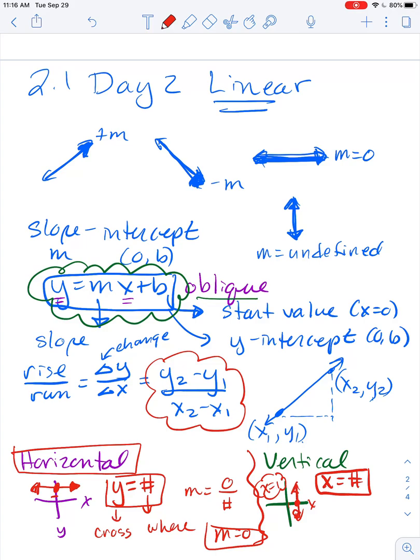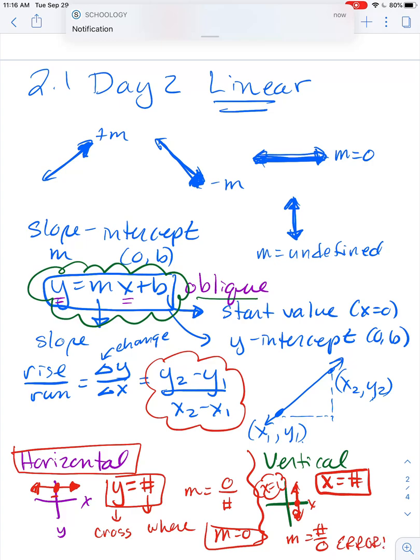And here, if I try to do rise over run, it has a really steep rise because it goes straight up, but there is no run. So when I try to do this, I'll get a number over 0. And if you do that on your calculator, that's going to give you an error. You can't divide by 0. So that's a reminder that our slope for this type of line is undefined.